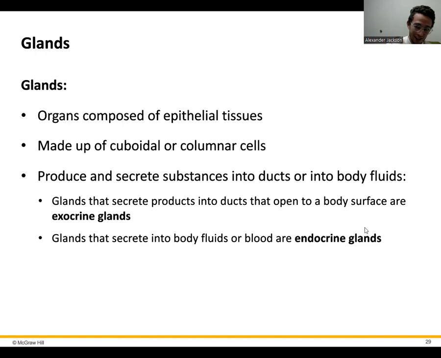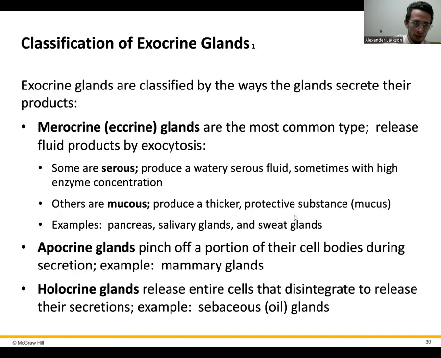Now, endocrine glands, this is going to deal with hormones. Endocrine literally means internal secretion. So we're secreting things into the bloodstream. Okay, so they're two completely different things.